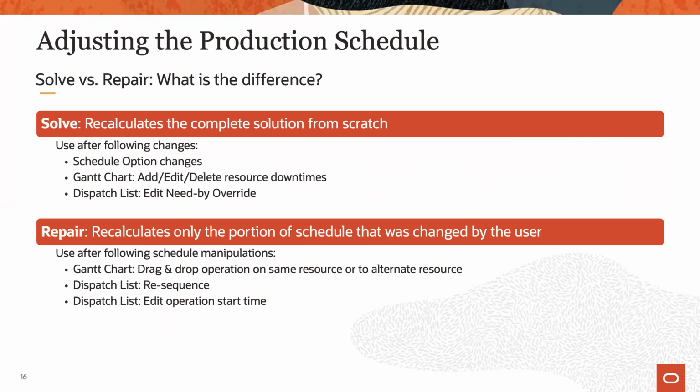Some changes made to a schedule or schedule data can be addressed via repair. Other changes will require a solve. Therefore, it's a good idea to first perform those changes that require a solve before making the changes that can be addressed via repair.